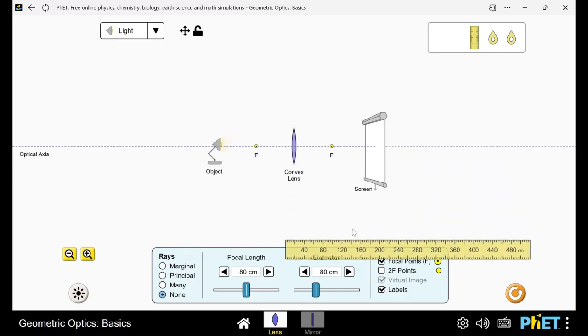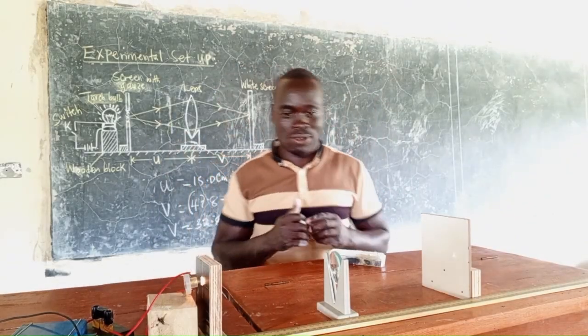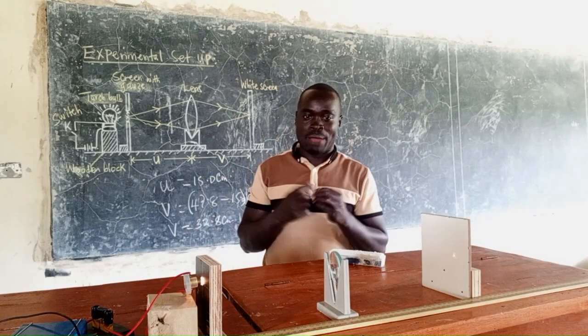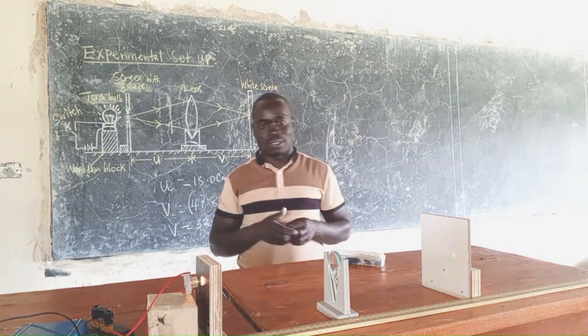So now you keep on repeating the experiment by varying the distance U. As you increase the distance U, we shall see that the distance V will keep on decreasing. So here you just keep on repeating the experiment for different values of U to get the different values of V, and the rest of it. Then you are going to tabulate your results in a suitable table. With that result, you will be able to plot your graph.